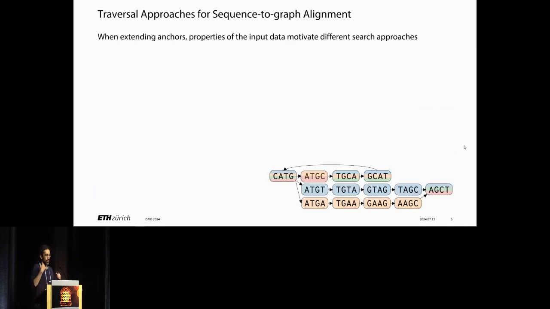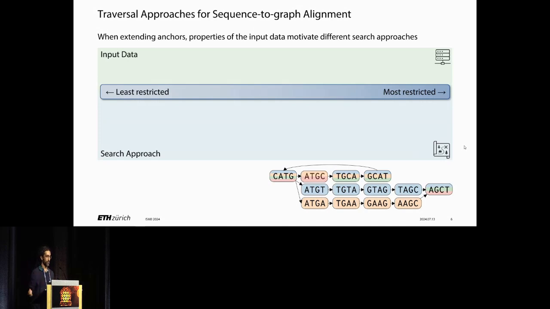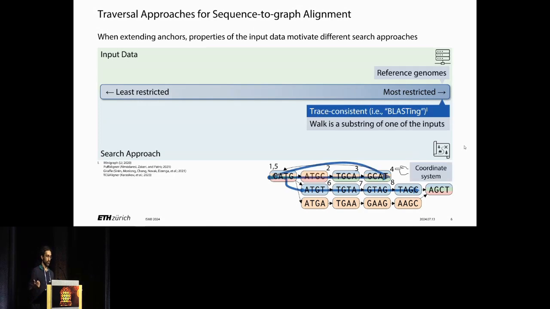So now, when we do extension or global alignment, the approach that you use to traverse the graph depends on the properties of the input data that was used to build this graph. And there are different levels of restriction that you can impose on this traversal. The most restricted is one that we refer to as trace-consistent alignment, where the walk in the graph has to be a substring of one of the input sequences, which is most analogous to blasting against a collection of reference genomes. And this is applicable if you have a coordinate system defined on top of the graph.